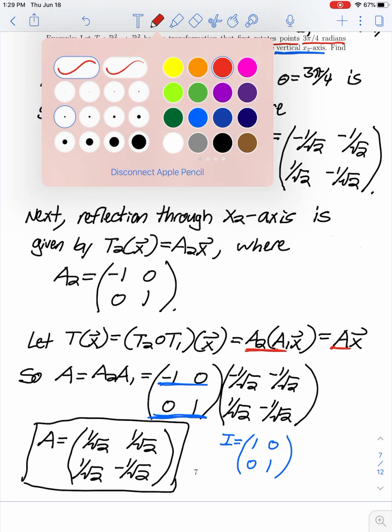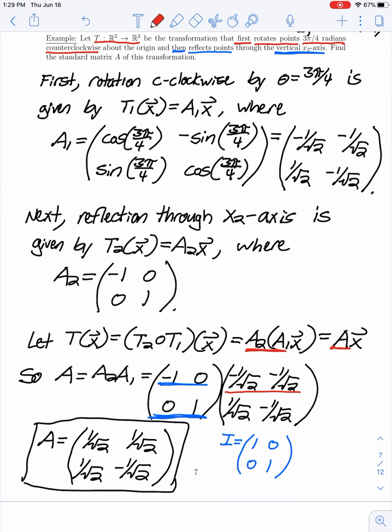So to get this product, I'm going to take the first row of A1 and apply the matrix A2 to it. I'm going to take the negative of that first row. So I get positive 1 over root 2 for both entries. And the second row of A2 is the exact same as the second row of the identity matrix. So when I apply that to the matrix A1, I leave my second row alone, and I get the following result for my product. Okay.